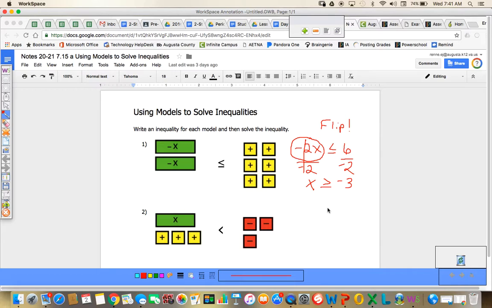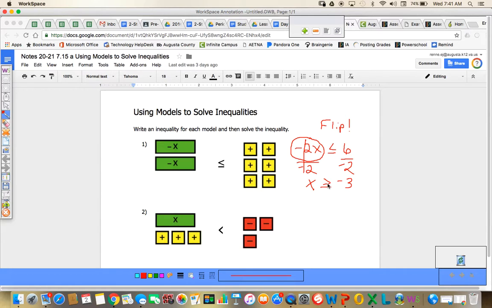Now, I'm going to review the check on the first two problems so you remember how to check. So the first check is just checking the number. So I plug the number in and see if both sides equal 6. So negative 2 times negative 3, two negatives makes a positive, so it is positive 6. So the number does check.